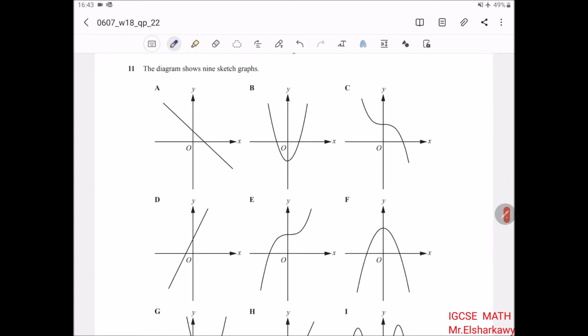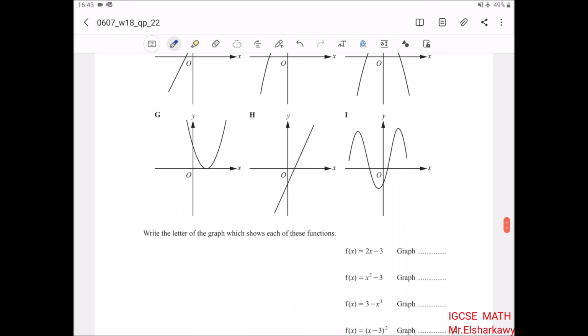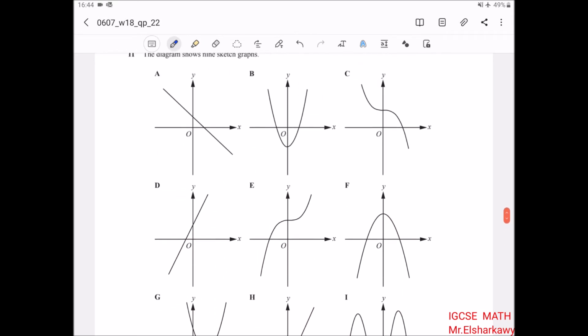Question 11. The diagram shows 9 sketch graphs. Write the letter of the graph which shows each of these functions. The first one is 2x minus 3. We know that this is a linear one, so it's either A or H.